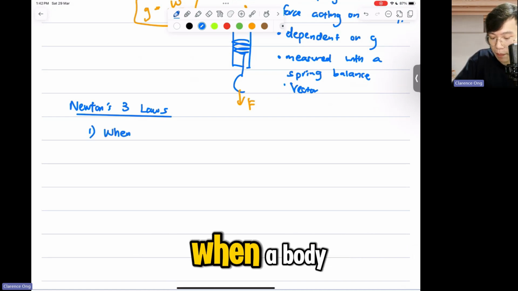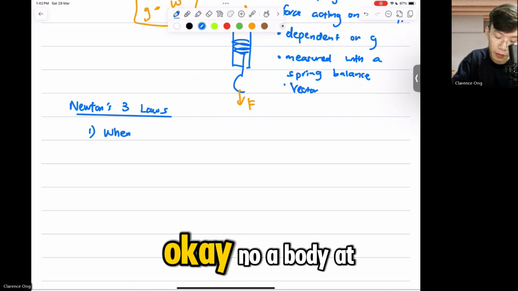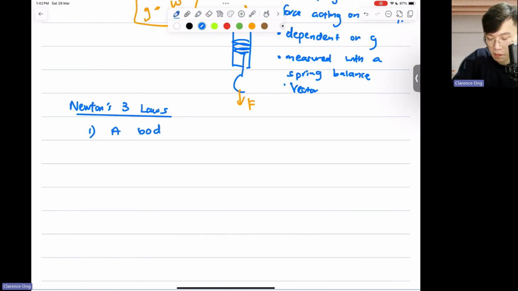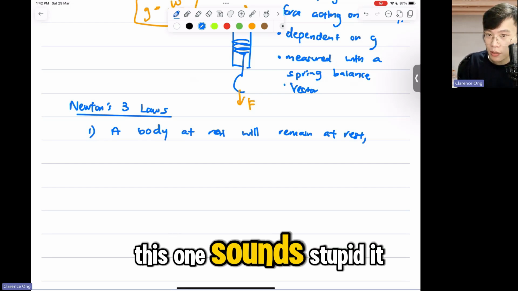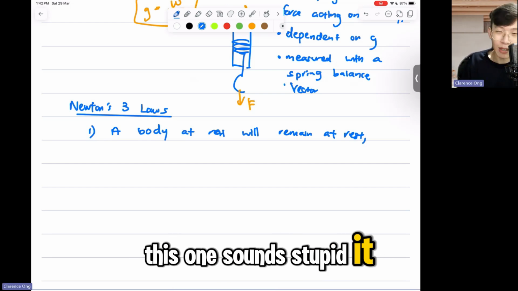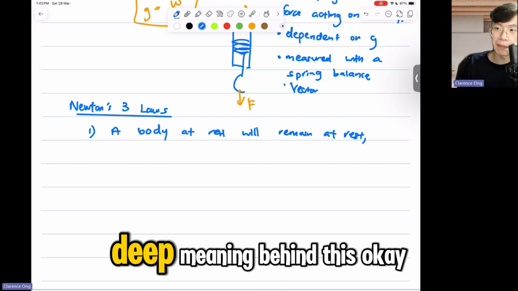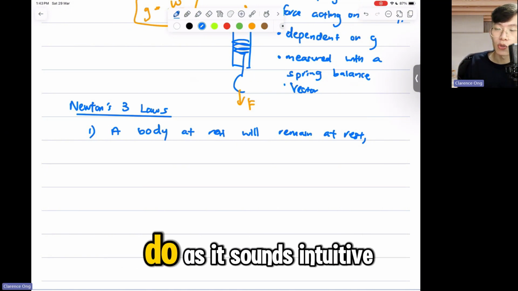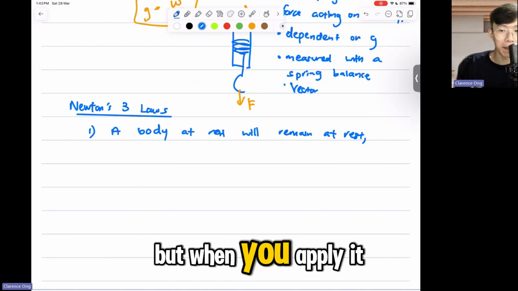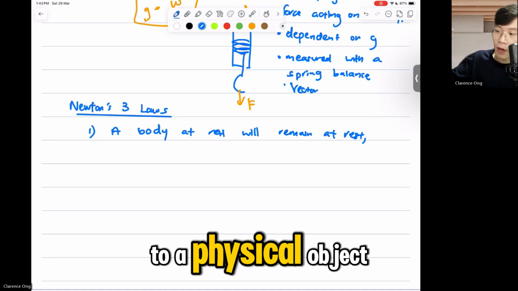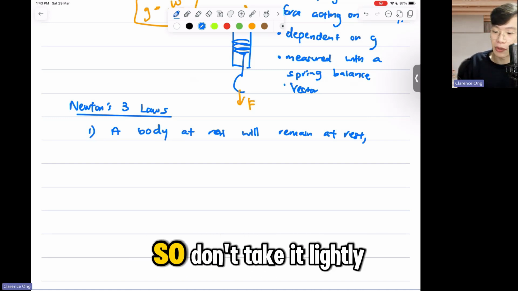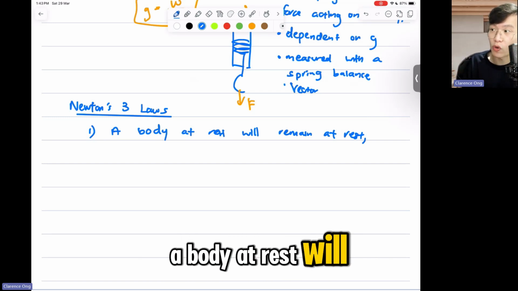The first law states that a body at rest will remain at rest. Okay, this one sounds stupid, but there's actually a lot of deep meaning behind this. To us it sounds intuitive, but when you apply it to a physical object, it may be very different. So don't take it lightly. A body at rest will remain at rest.